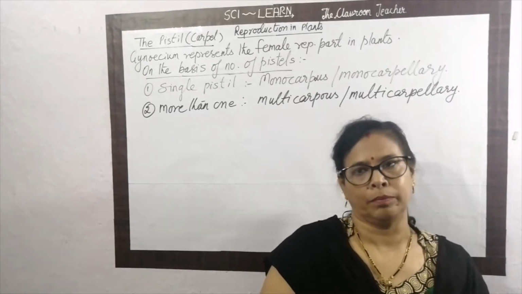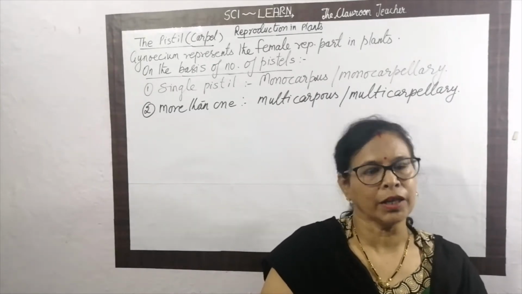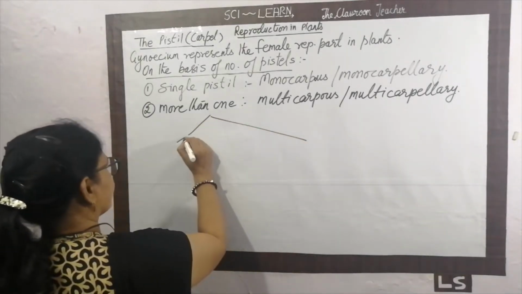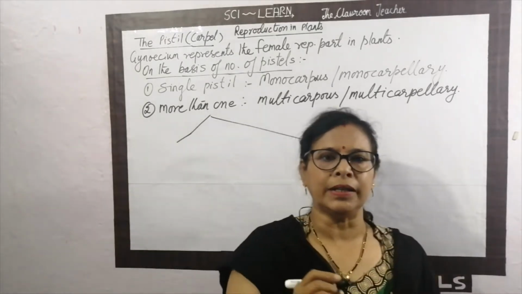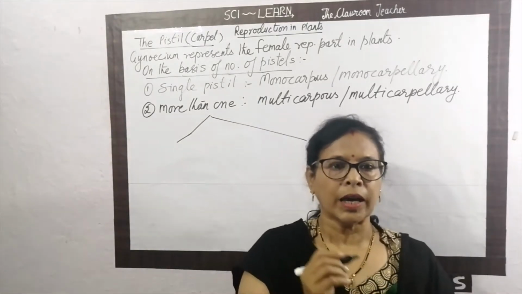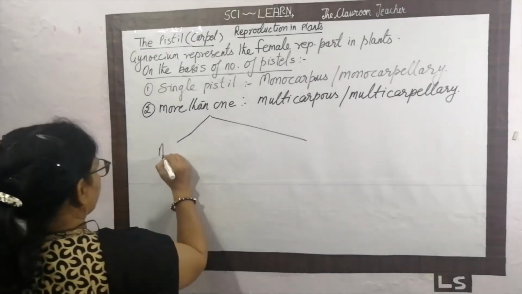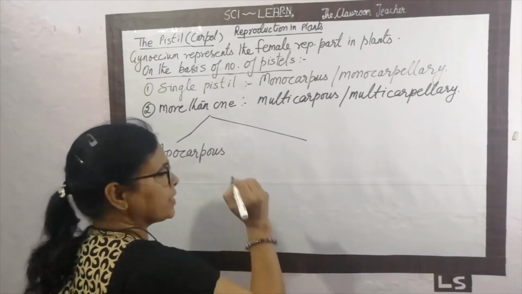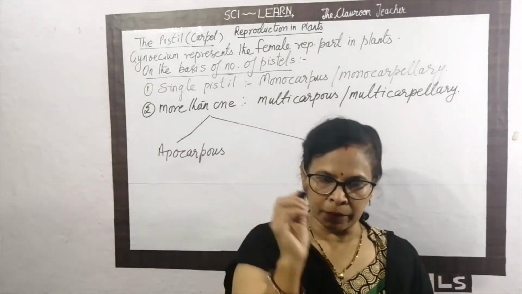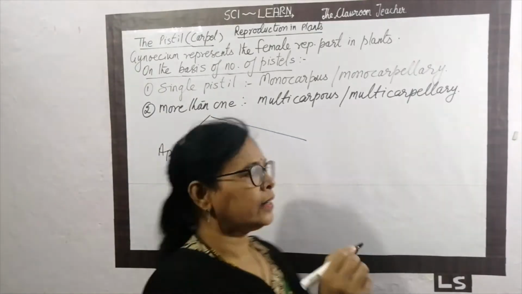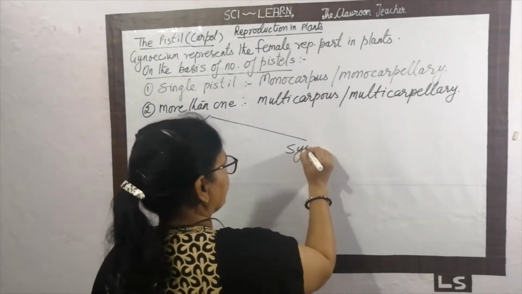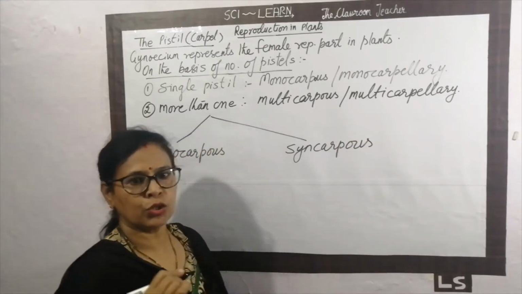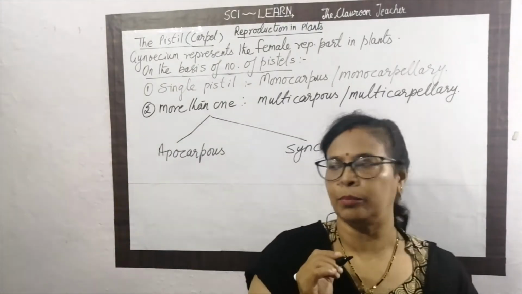Multicarpellary is of two types. The first type of the multicarpellary flower is the apocarpous, and the second type is called the syncarpous. Now, what is the difference between these two? We are able to understand with the help of a diagram.